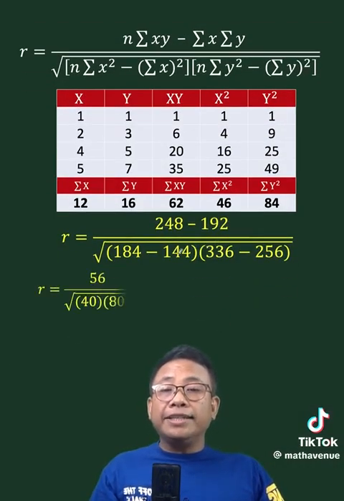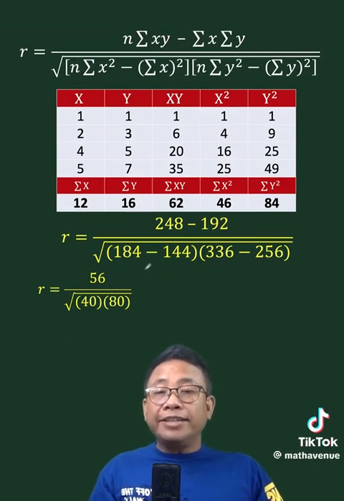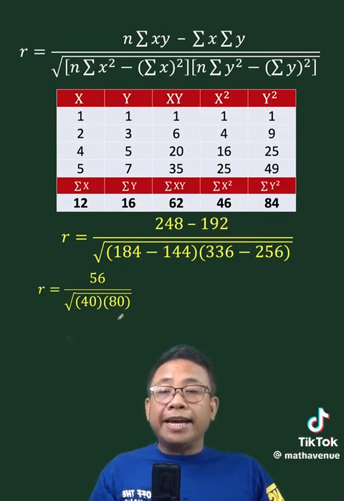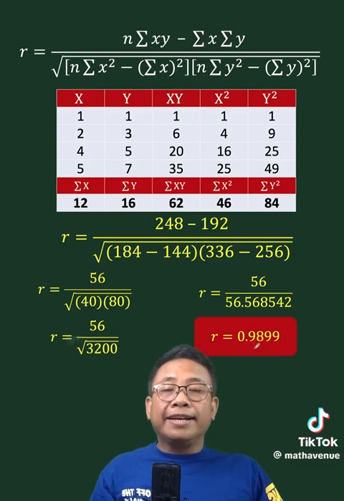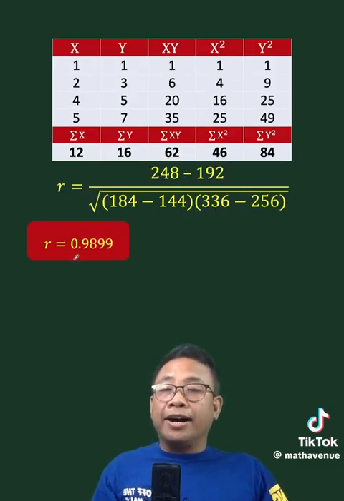248 minus 192 is 56. 184 minus 144 is 40. 336 minus 256 is 80. And 40 times 80 is 3,200. The square root of 3,200 is 56.568542, rounded off to 6 decimal places. And dividing now this numerator by the denominator, our value of R is 0.9899. This is now our Pearson R correlation.